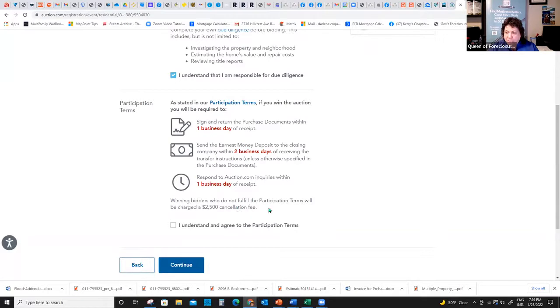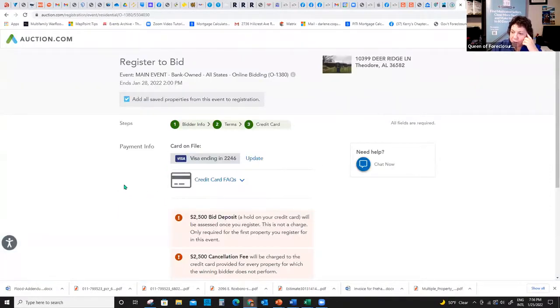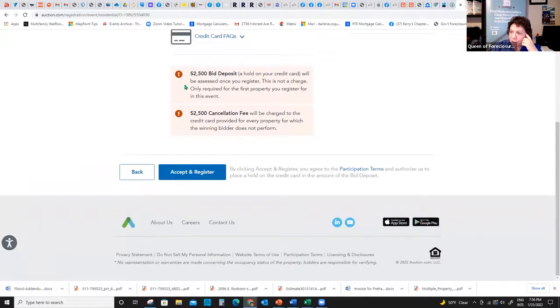Winning bidders who do not fulfill their participation terms could be charged a $2,400 cancellation fee. So if you try to walk away after you win a bid, you could potentially get fined $2,500. When you put your credit card in here, they put a hold on that credit card. They're not charging you. They're just putting a hold on there.